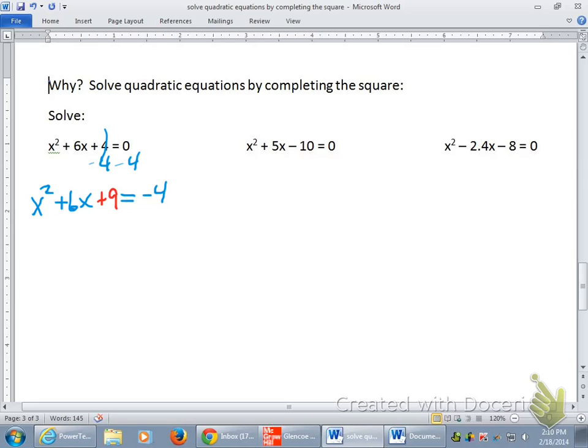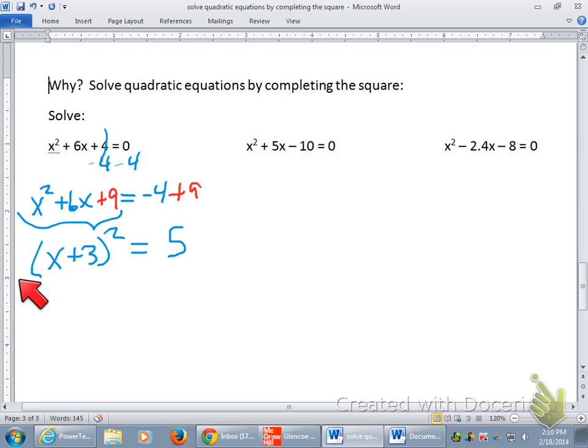Golden rule of algebra. If you do something to one side, you do it to both. So if I add 9 to one, I add 9 to both sides. Simplify what you got. Well, what I have here is a perfect square. That was the whole point of doing that, right? Was to make it look like a square. And of course, on the other side, I have a 5.